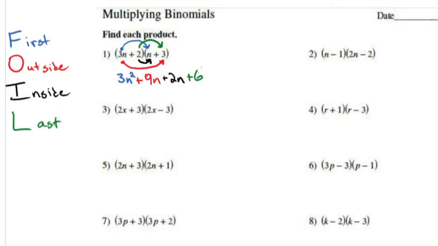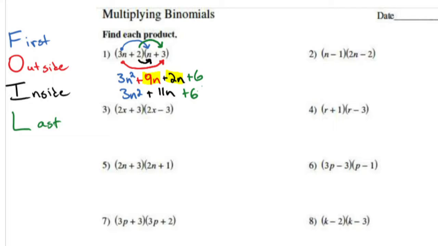And there's always, I shouldn't say there's always, 99% of the time there's going to be an additional step because we have like terms here. This 9n and 2n are the same. I have 9n's, I have another 2n's, I can combine them together. So I have this 3n squared, the 9 and the 2 together give me 11n's, and then I have this plus 6 as well, just kicking around there.